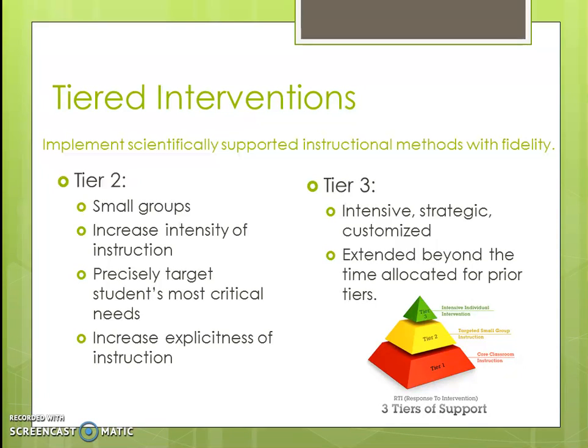So, let's talk about Tier 2. This is usually small groups, the increase of intensity, precisely targeting students' most critical needs, and increasing the explicitness of instruction. From Tier 2, the students that are not succeeding and are still struggling will move to Tier 3.